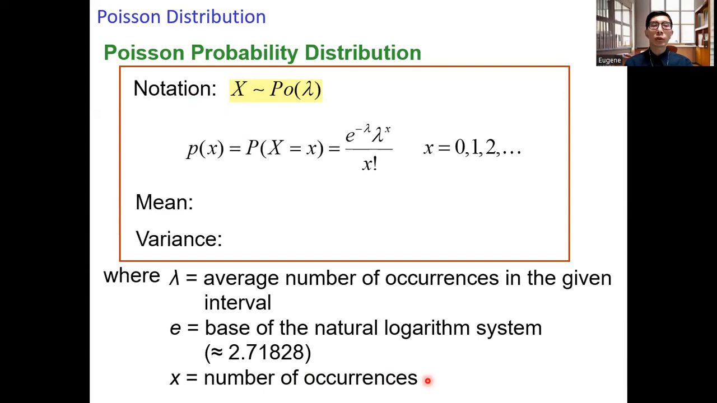The mean of the Poisson distribution equals lambda. And the variance of the Poisson distribution also equals lambda. So this is the summary of the Poisson distribution we need in the video.